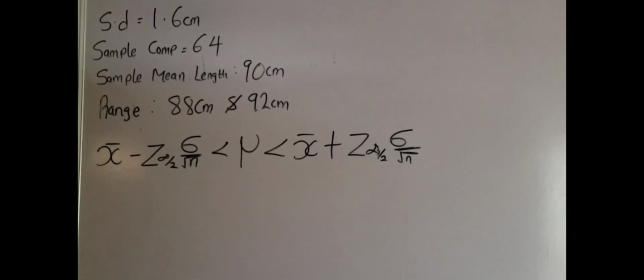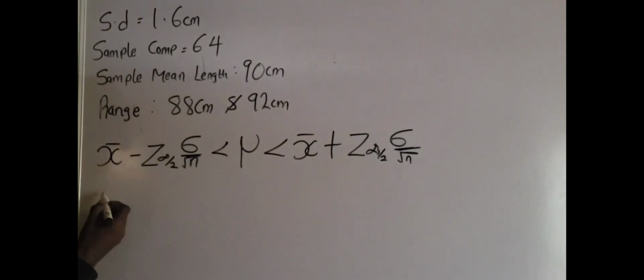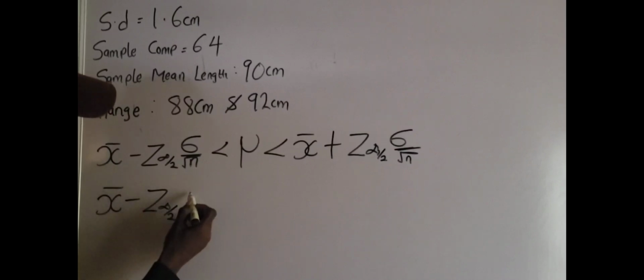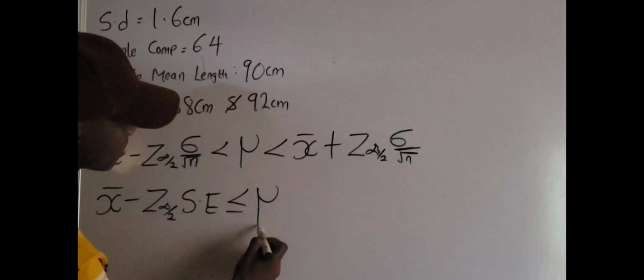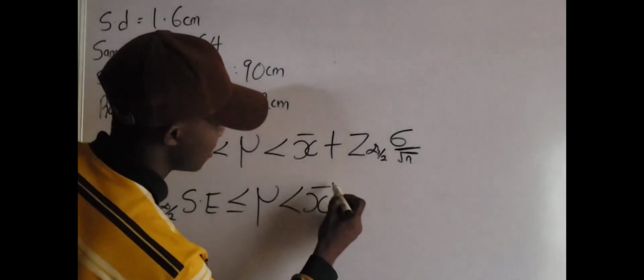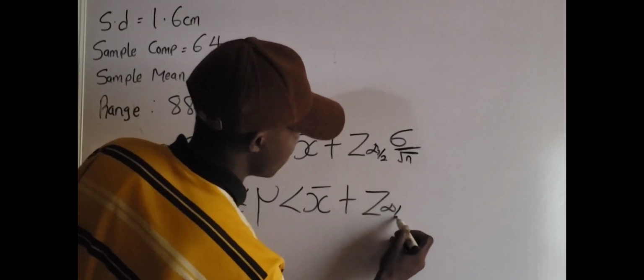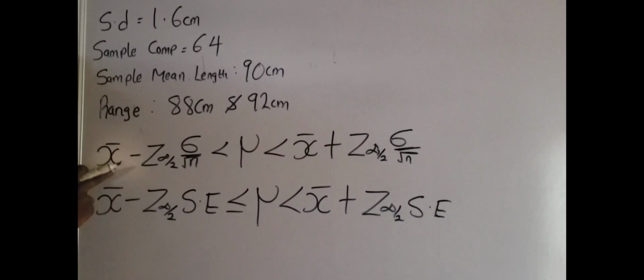You see, this formula that you see here, we can write it as this: X bar minus Z alpha over 2 multiplied by SE, less than or equal to the population mean, less than or equal to the mean plus the critical value at 2 tail, multiplied by SE. There is no difference between this formula and this formula. They are the same.